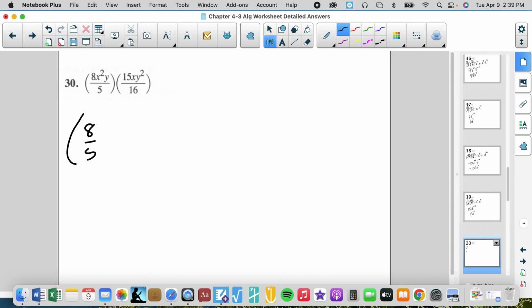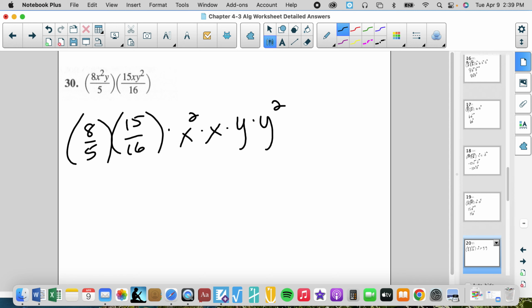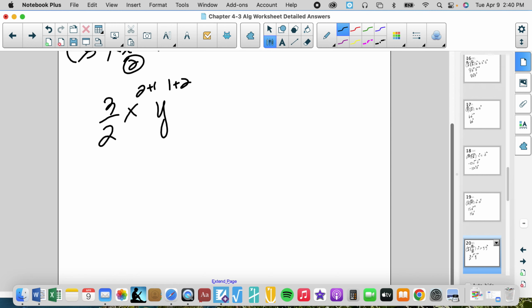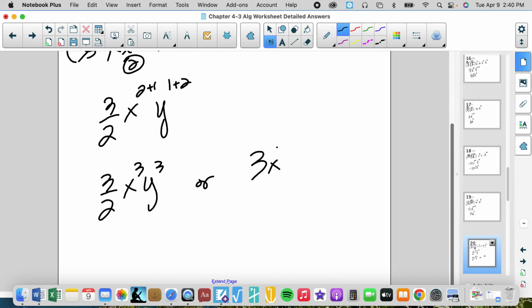Coefficients, 8 over 5, coefficient 15 over 16, times x squared times x, y times y squared. These are in the numerator. So 8 and 16, 5 and 15, we get 3/2, x to the 2 plus 1, y to the 1 plus 2, which gives us 3/2, x to the third, y to the third. Or, here's a nice little high school answer, x to the third, y to the third over 2.